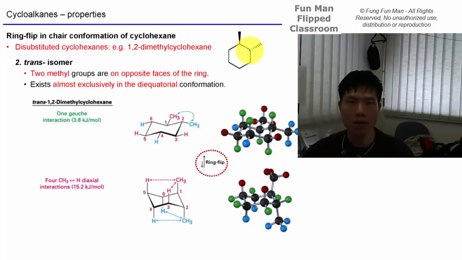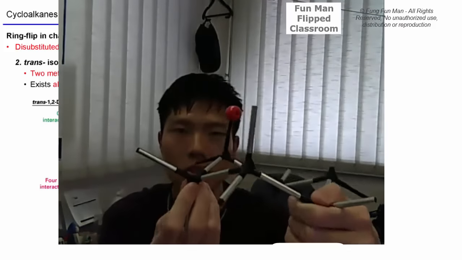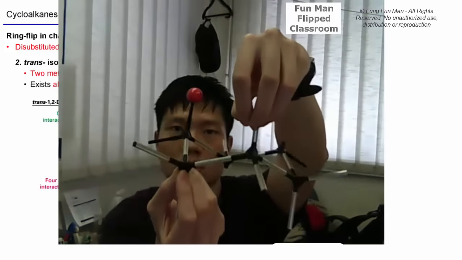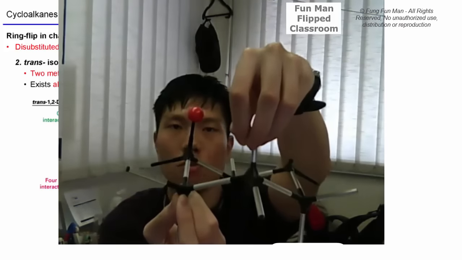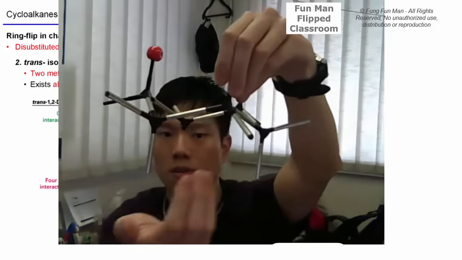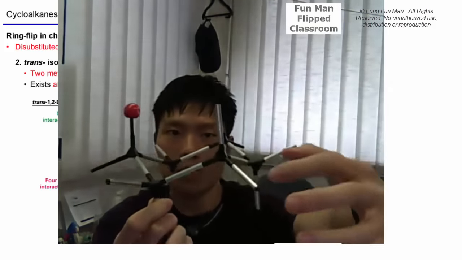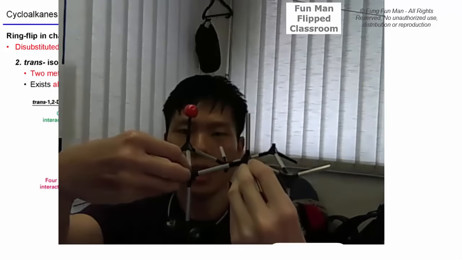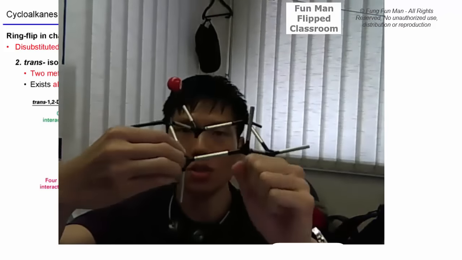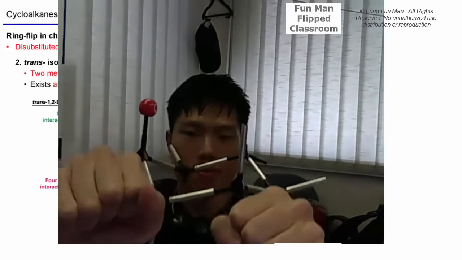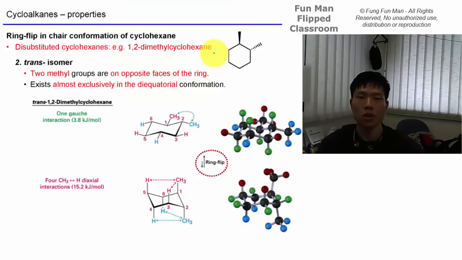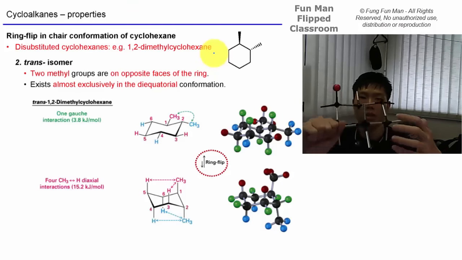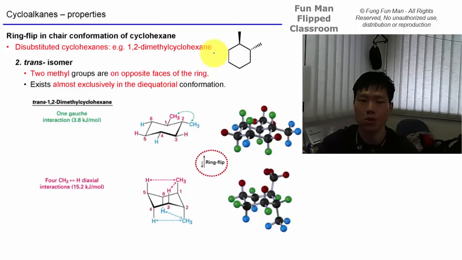Now if we have a trans 1,2 dimethyl cyclohexane, trans means on opposite sides, across, up and down. So see here we have trans, both axial. Very bad because each of them experiences 1,3 diaxial interactions. But if I do a ring flip, again it's up down, so it becomes here. You see that there are no 1,3 diaxial interactions because it's pointing to the equatorial side. So of course, we prefer to undergo a ring flip to adopt the equatorial positions for both substituents.